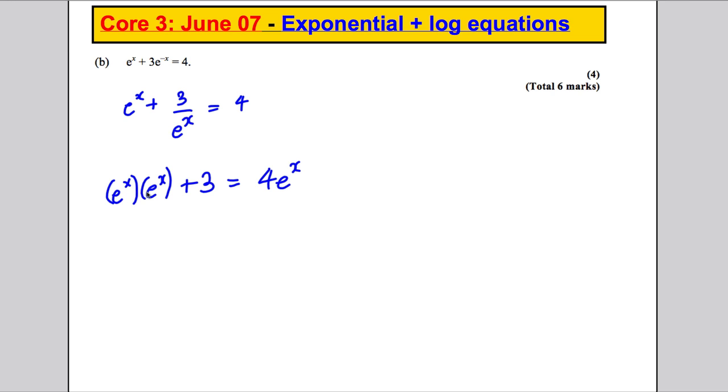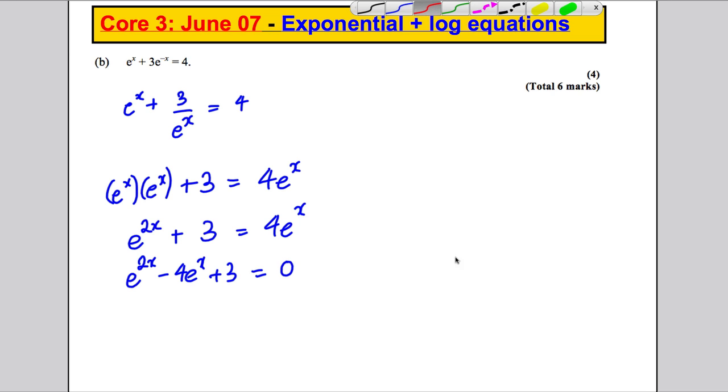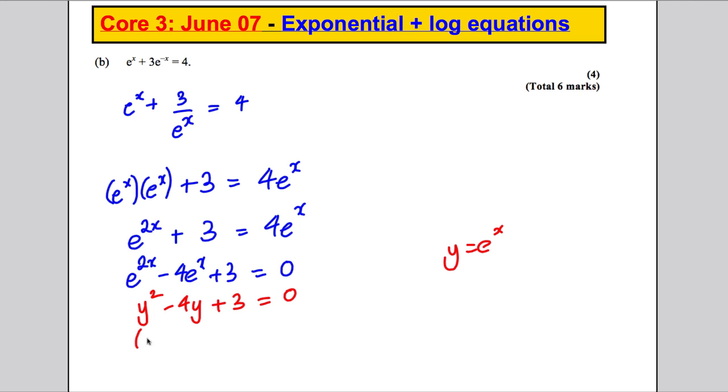Now e to the x times e to the x is e to the x plus x, which is e to the 2x, plus 3 equals 4e to the x. And subtracting 4e to the x off both sides, e to the 2x subtract 4e to the x plus 3 equals 0. Now, making the substitution, if you need to, y is equal to e to the x. This would be y squared minus 4y plus 3 equals 0. So factorising, y subtract 3, y subtract 1 equals 0. So y is equal to 3 or y is equal to 1.